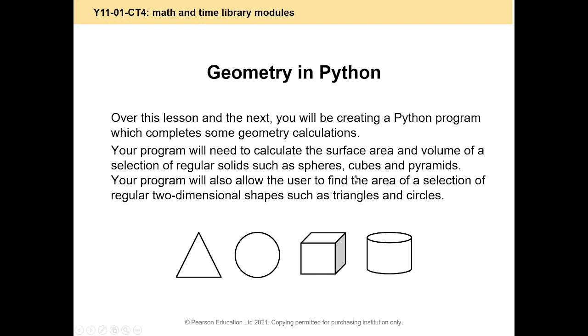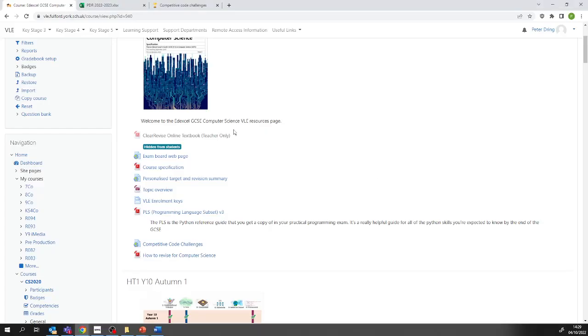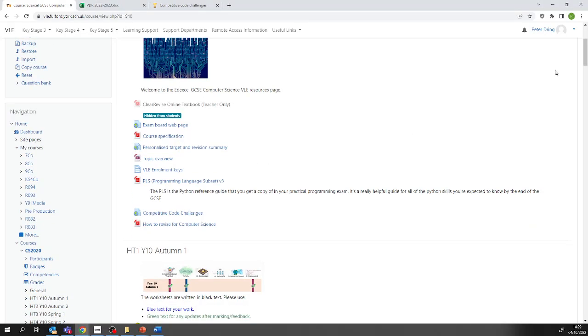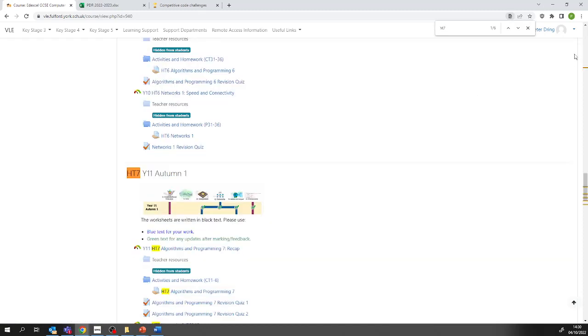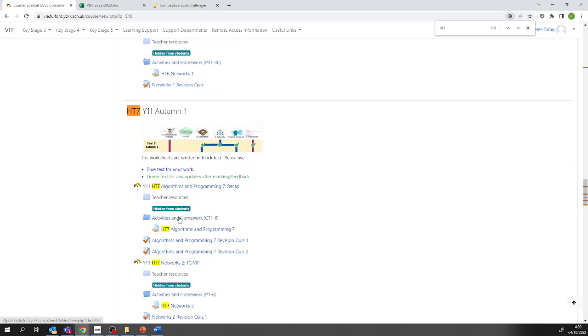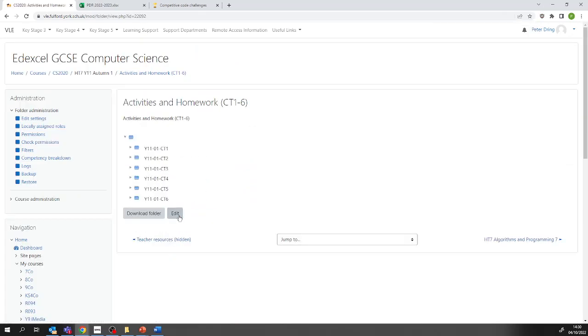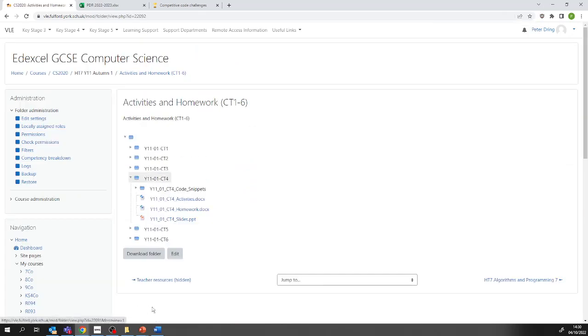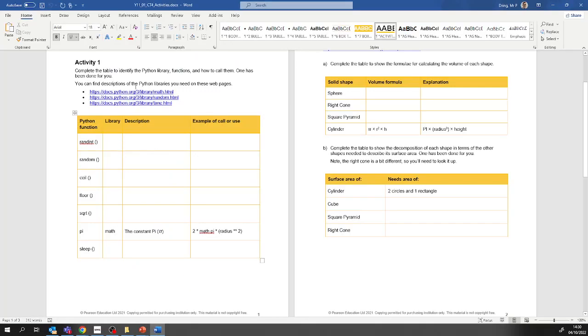So you should be able to find half term 7 CT4, and you're also going to need the PLS. So I'd make sure that you've got both of these open. What is it? Half term 7, and we're on CT4, I think, today. Pretty sure it's this one just here. Yeah, CT4.